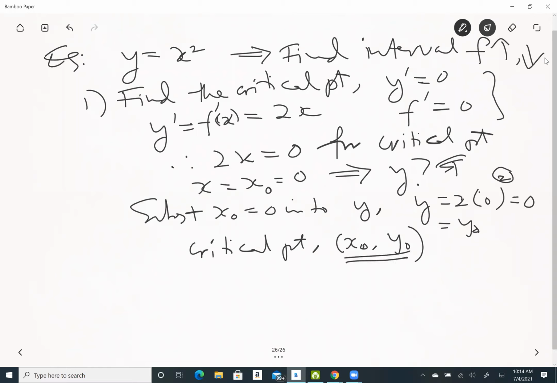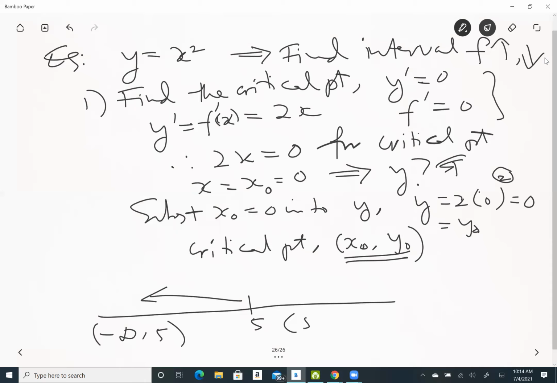So that will break out into intervals. If you want to see it more clearly, you just put the number line here, x0 equal to 5, that will be the critical point. And then you break up into intervals. How many intervals do I have? I have 2 intervals, one to the left, negative infinity to 5, and another to the right, 5 to infinity.